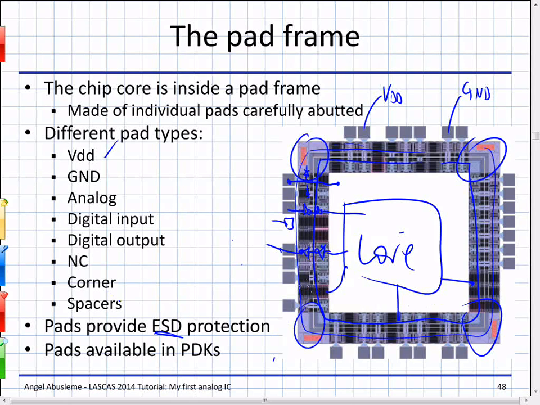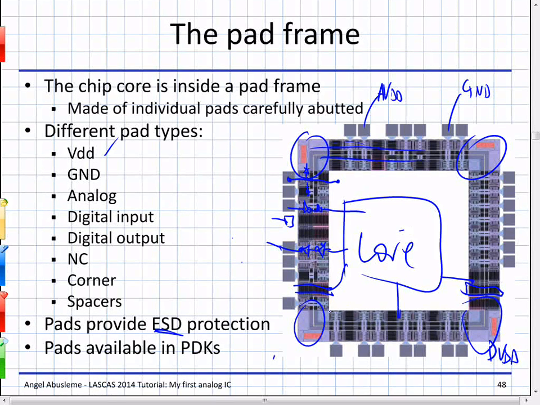We use spacers when we want different VDDs on a chip. For example, if we want to have a VDD for analog and a VDD for digital on a single chip, we put spacers here that won't connect this VDD with this other VDD. And that way you can make a circuit with many sources of voltage.